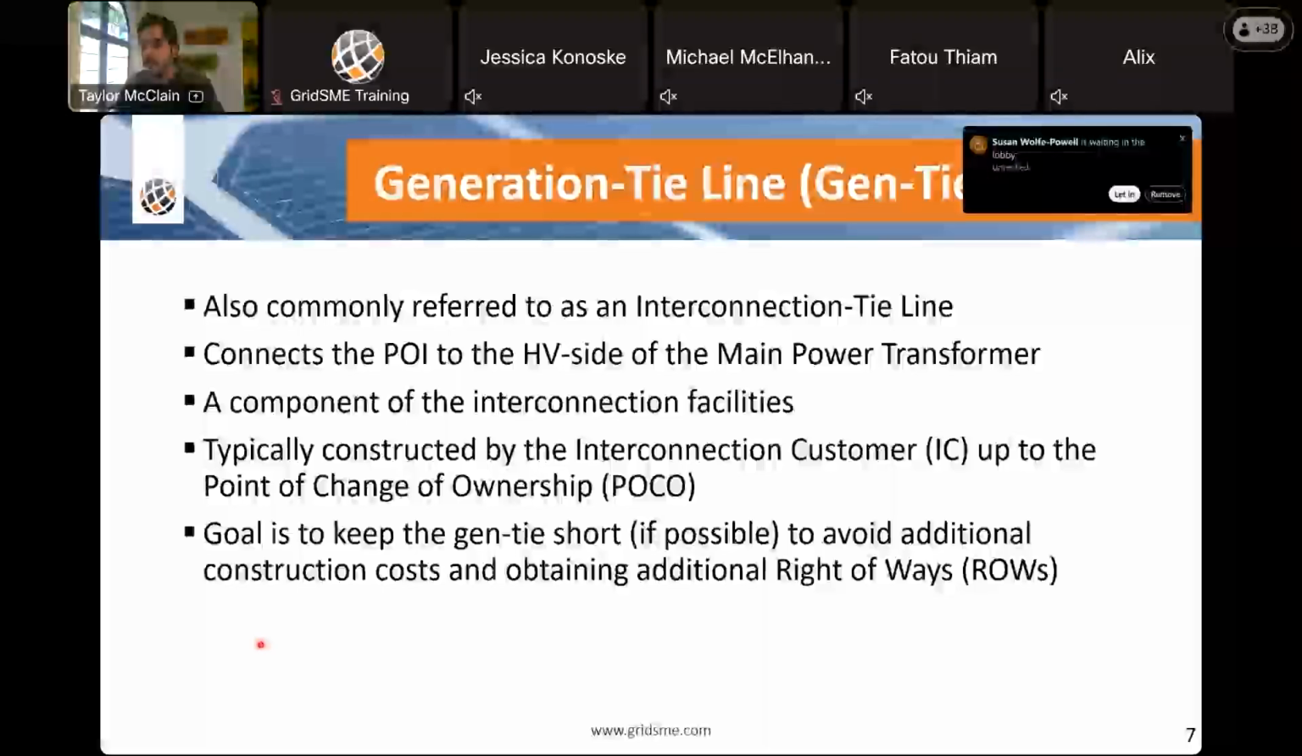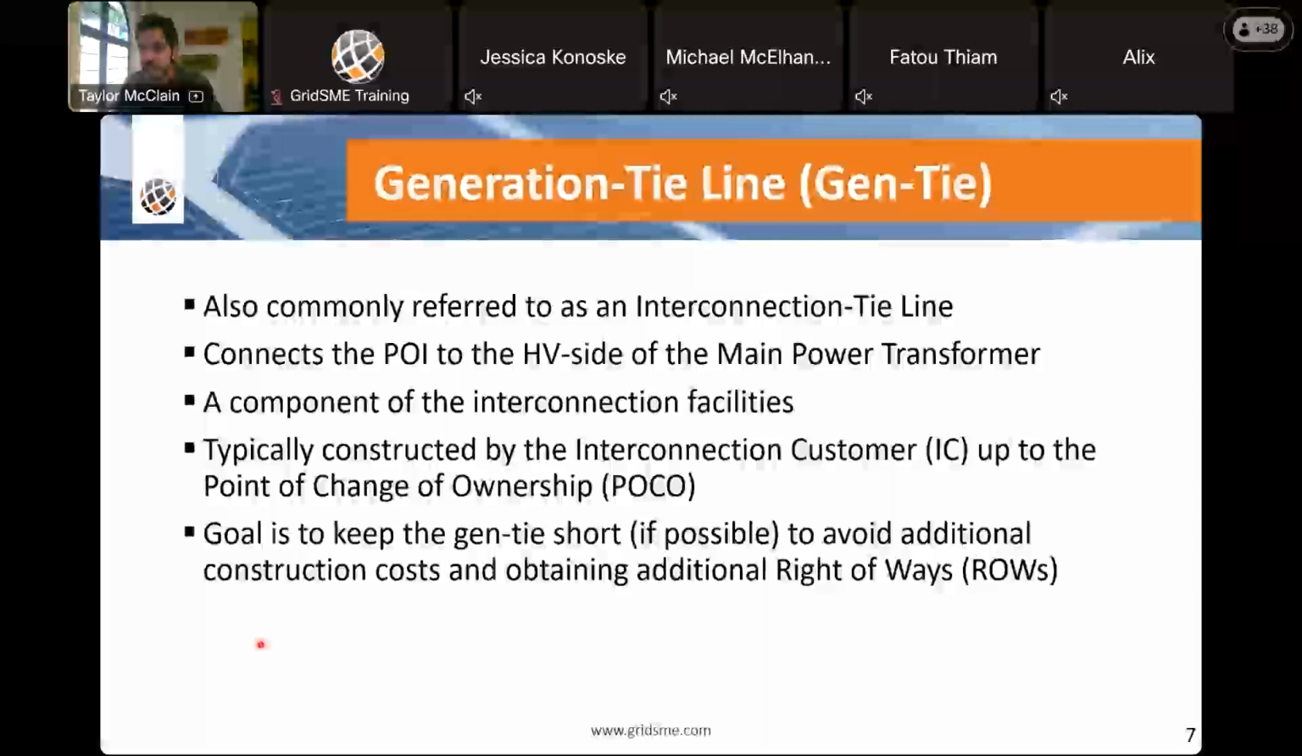So, in some cases, depending on the generation type, a 20-mile gen tie for geothermal is not entirely uncommon. But when you're looking at inverter-based resources, you're typically going to see this length under 10 miles, most often under 5, and certainly a goal to keep this as low as possible. If it can be under a mile, that's definitely preferred.